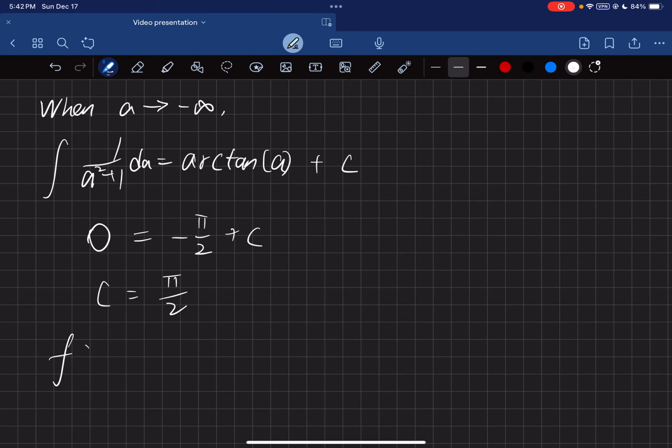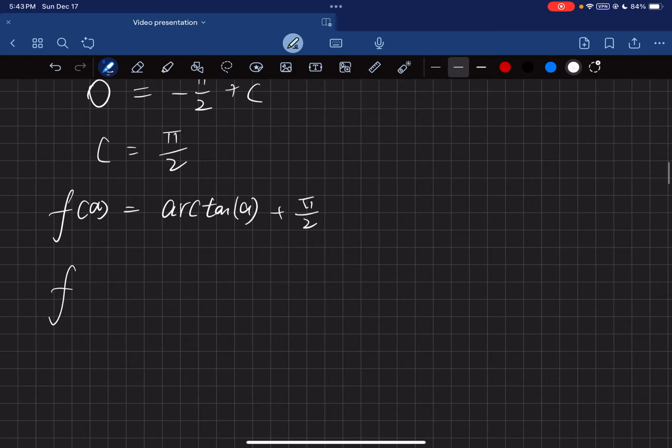So the function f(a) equals arctangent a plus pi over 2. The value we initially wanted to find is when a is 0, right? So it is arctangent 0 plus pi over 2.